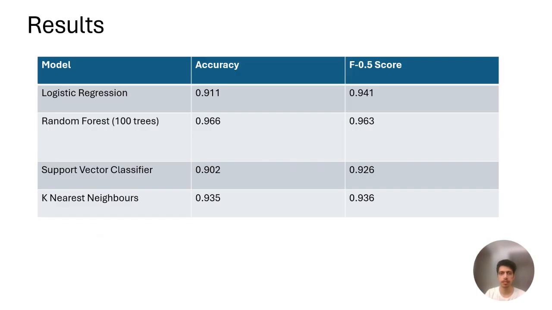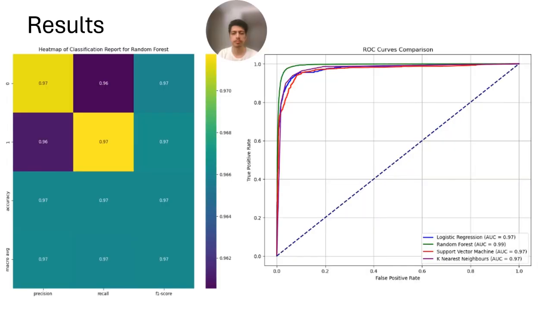And these are the results. All models achieved a decent score, but Random Forest topped that list with the F0.5 score of 9.963. Looking at the confusion matrix for the random forest classifier more closely, it has a high precision for both the classes. On the right side, you'll see the ROC curve, which again shows the random forest with a very high AUC or area under curve of 0.99 compared to the other models.